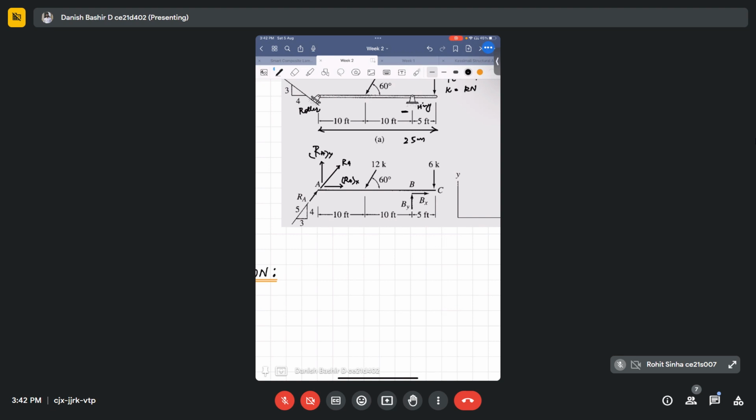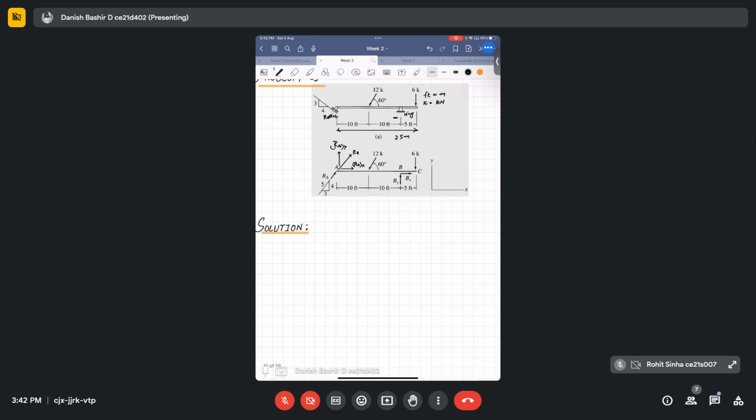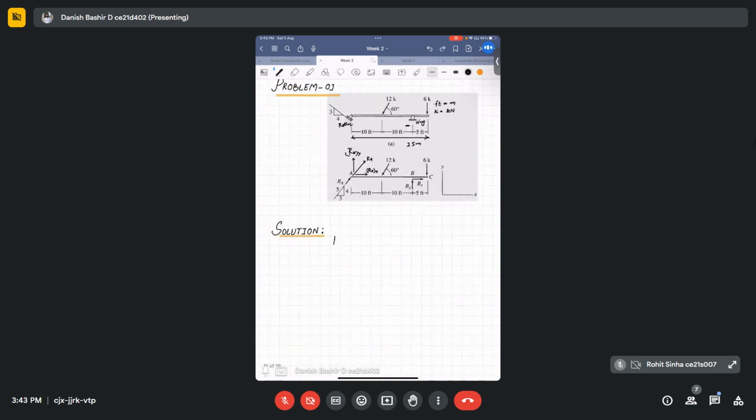Okay. So we will compute first RX and RAY. One more thing we have to keep note of is that this is a statically determinate structure, because on one side it is a hinge and on the other side it is a roller. For a roller there will be only one reaction developed, and at a hinge there will be two reactions developed. 1 plus 2 is equal to 3.